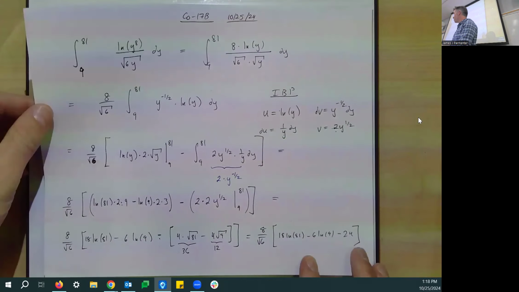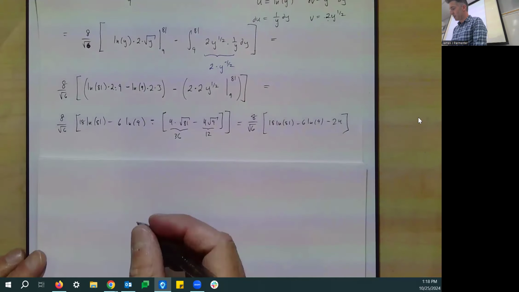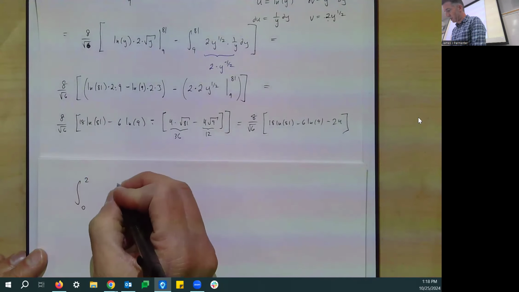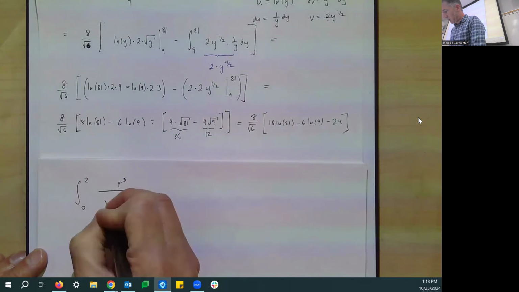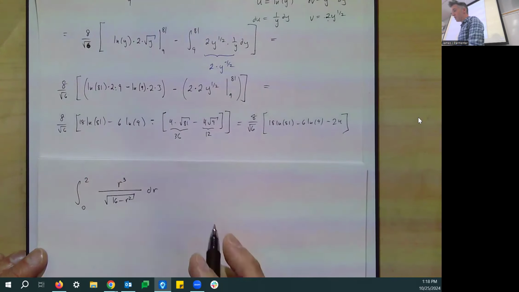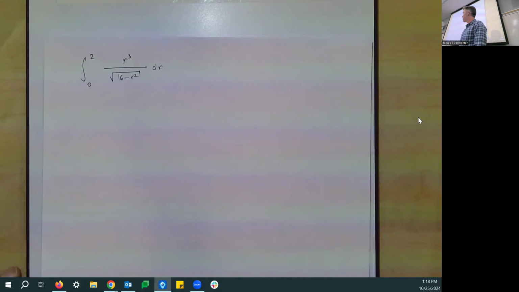Look at the other integral on the board there, which is the integral from 0 to 2 of r cubed over the square root of 16 minus r squared. All right, this one I am going to take my own advice. Since it's not a straight shot, I know the antiderivative. I'm going to do the indefinite integral first, and then go back at the end and do the definite integral, plugging in the limits of integration.